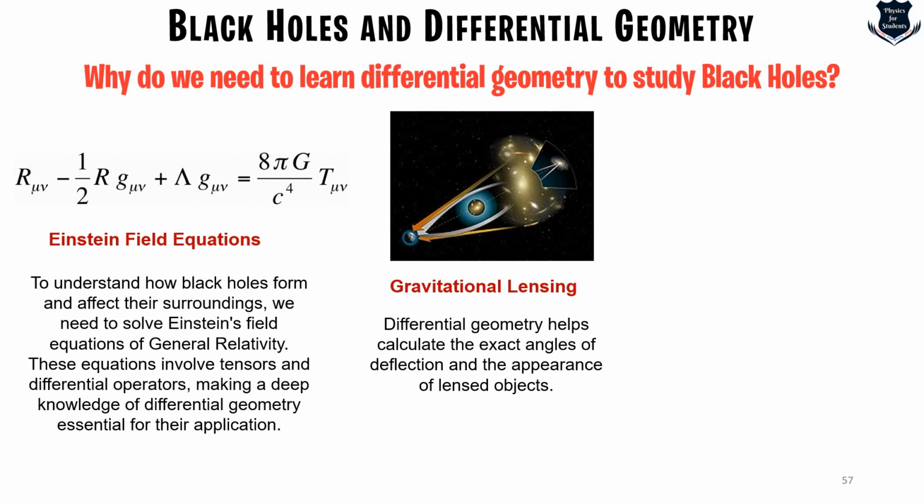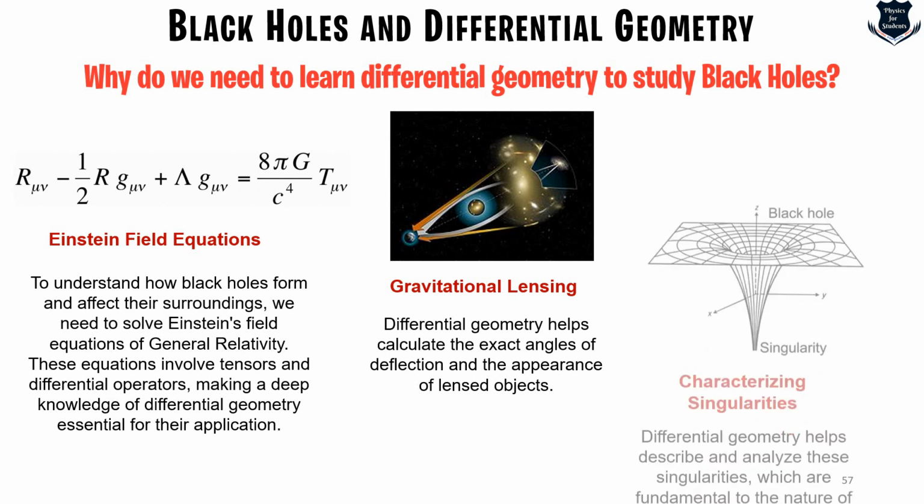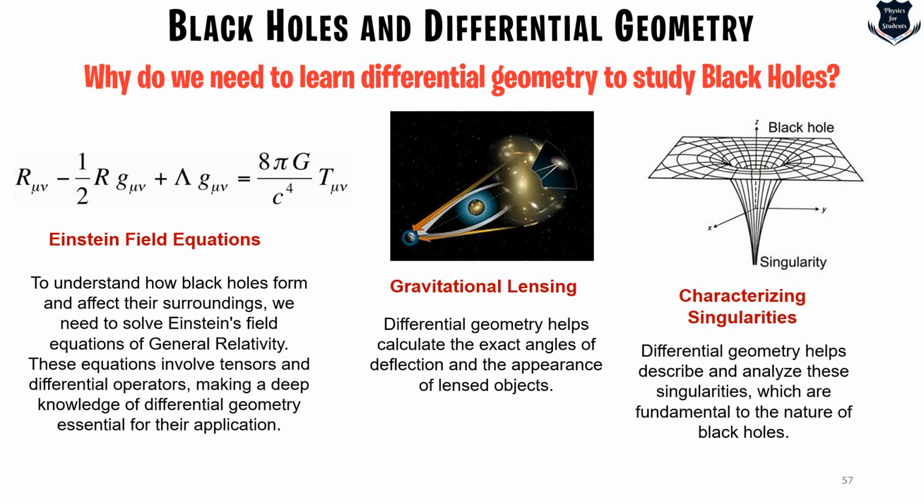Gravitational lensing, which we have recently seen with the JWST telescope. So differential geometry exactly helps us to identify the angles and things like that, and characterizing singularities, because differential geometry helps to describe these singularities, the characteristics, the dynamics of the black hole, and to some extent also the thermodynamics of black holes.